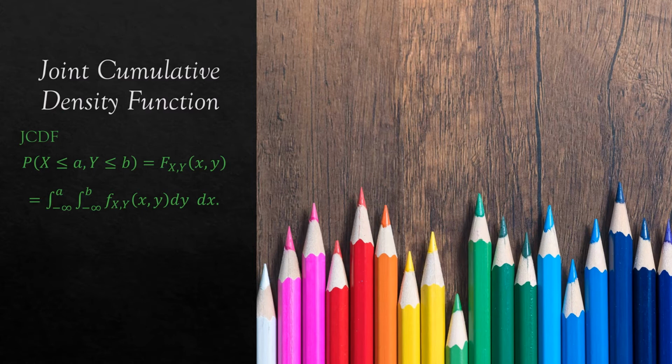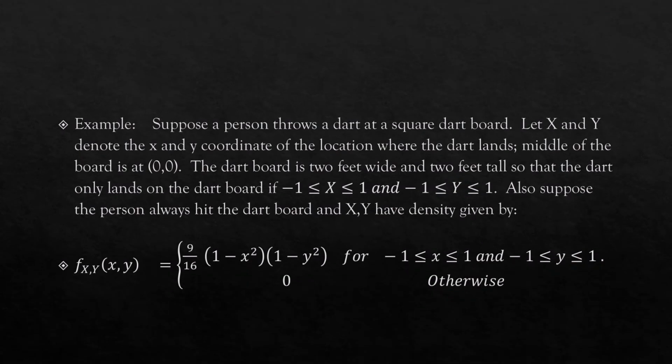The joint cumulative distribution function is when P of X less than or equal to a constant a and Y less than or equal to a constant b, which is denoted by capital F, and that will be the integral from negative infinity to a, integral from negative infinity to b, of f of xy dy dx. Let's see an example.